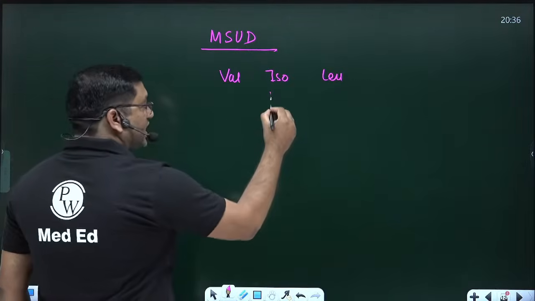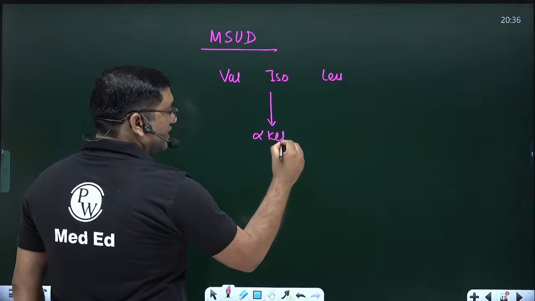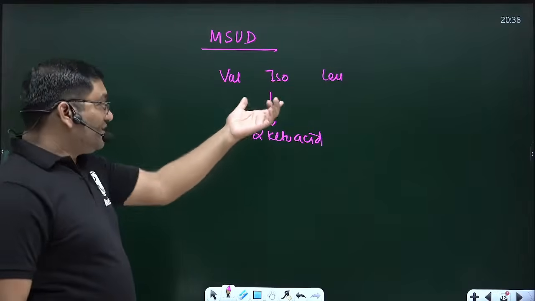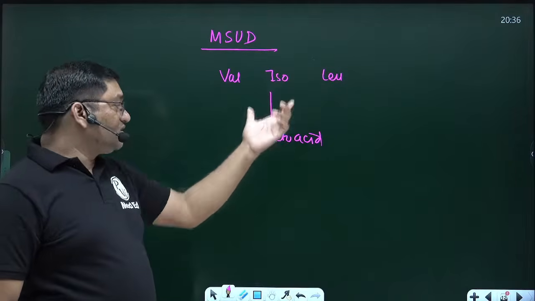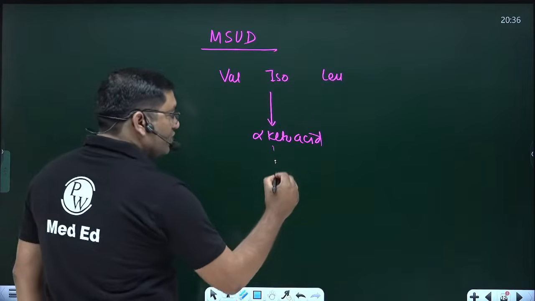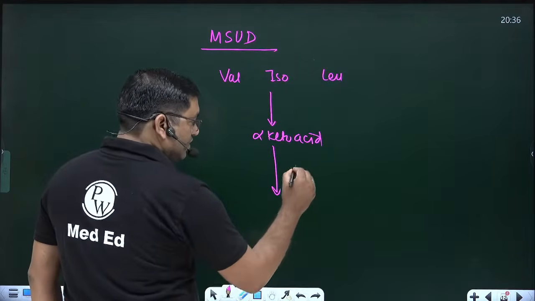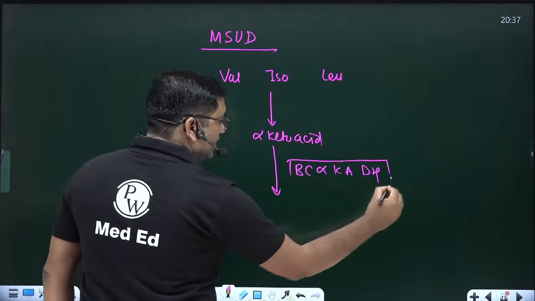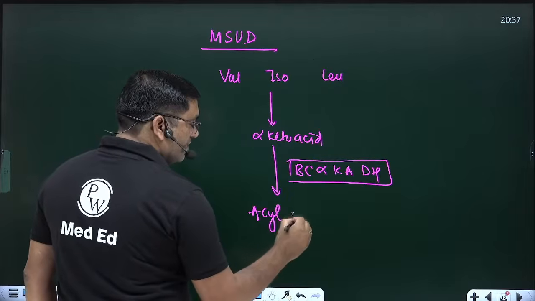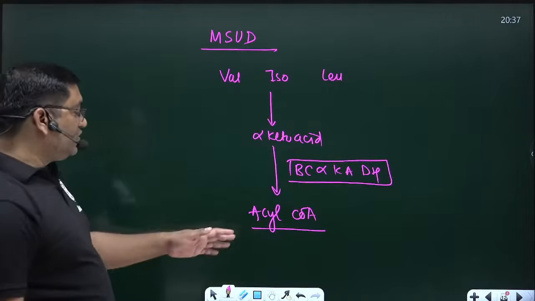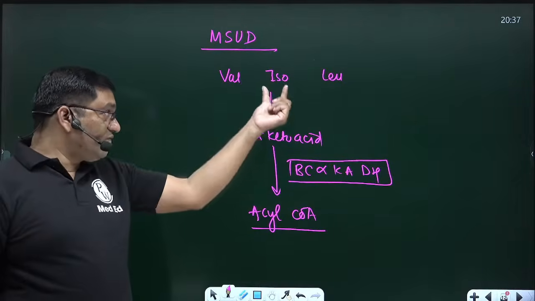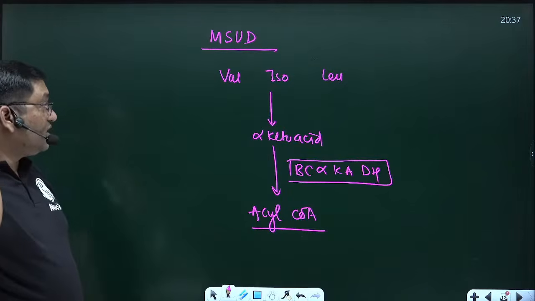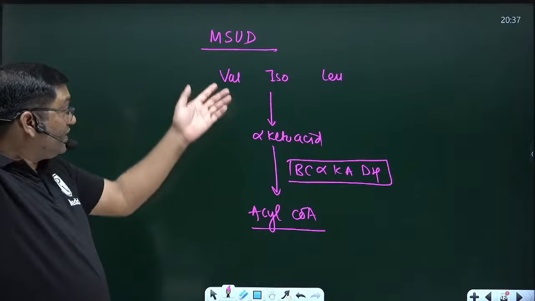These amino acids on transamination are converted into alpha keto acids. This is branched chain amino acid metabolism. On transamination by the PLP dependent transaminase, they are converted into alpha keto acids, and then by the branched chain alpha keto acid dehydrogenase enzyme, they are converted into the respective acyl coenzyme A. This acyl coenzyme A is then converted into glucose or fat, depending upon whether it is a glucogenic or ketogenic amino acid.